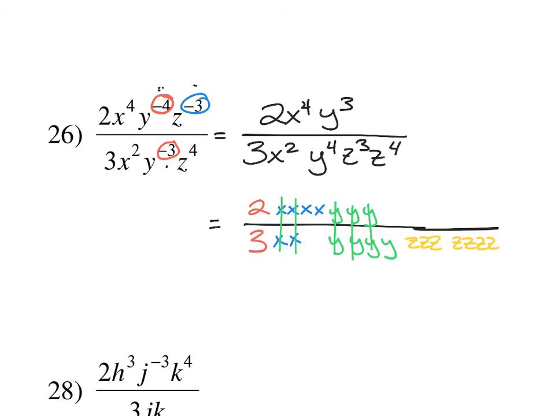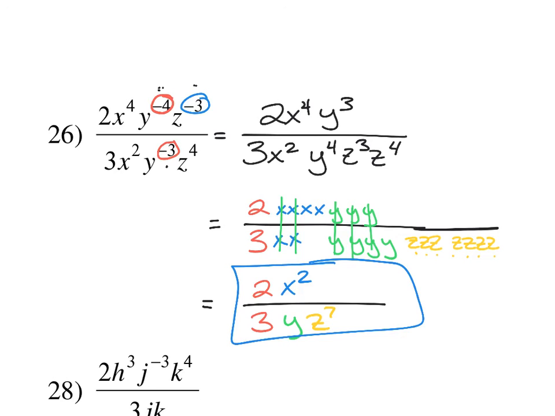We'd end up with the simplified version, 2/3 x squared over y z to the 1, 2, 3, 4, 5, 6, 7. So 2x squared over 3yz to the 7th power. Now this follows all the rules we've taught you when you start at the beginning. We said that when you have numbers, you treat numbers like you've always done. 2 divided by 3 is just 2/3, so here's my 2/3.